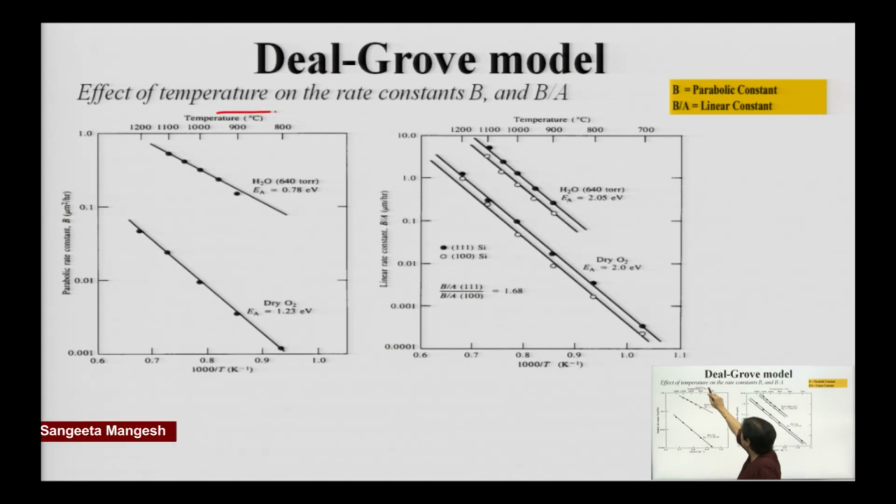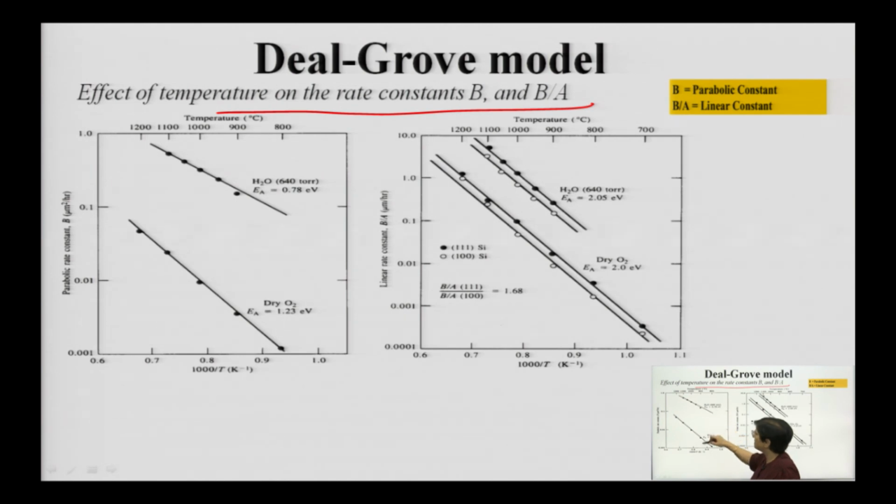This particular thing shows a study being carried out, with growth rate varying. You have dry oxidation and wet oxidation, and you will find the activation energy also getting changed. In one case you have 1.23 electron volt, here you have 0.78 electron volt. Along with temperature, as you increase the temperature, the rate of oxide growth changes.